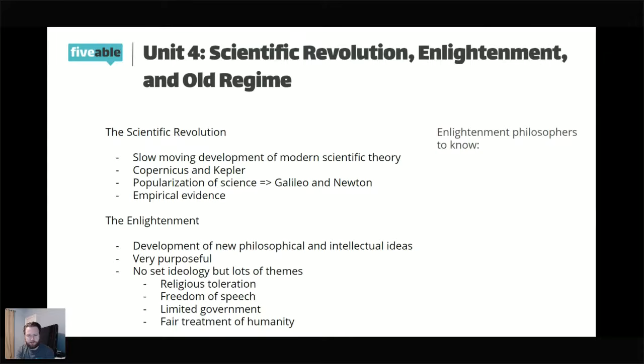Now, when we're thinking about Enlightenment philosophers to know, this is when things can get tricky because there are so many of them. But I think these are the big ones. If you know them and you know what their ideas were, you're going to be in good shape. Okay, Voltaire: religious toleration through and through. He's also like the enlightened philosophers' philosopher.